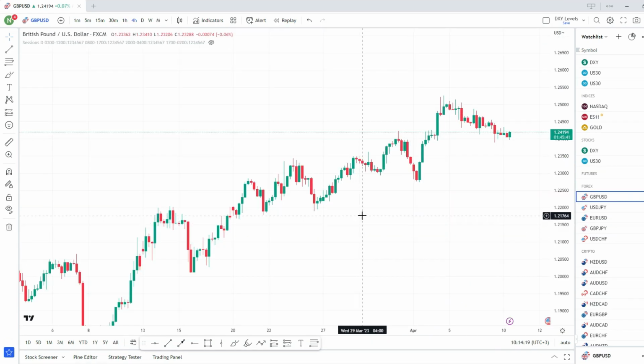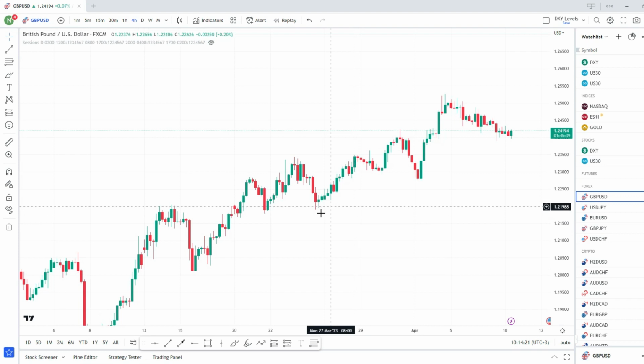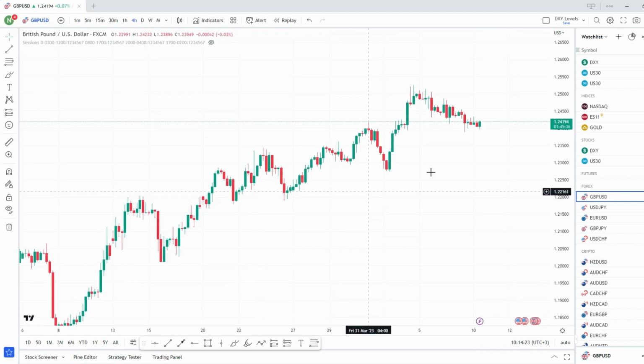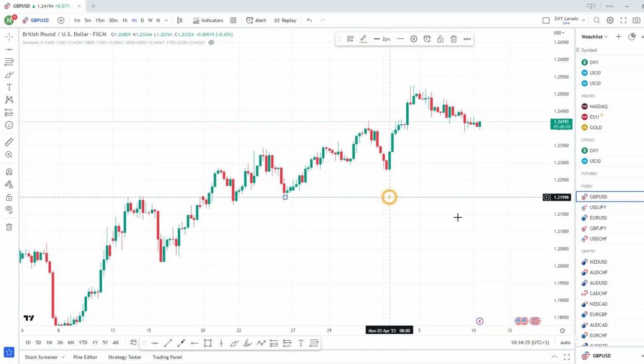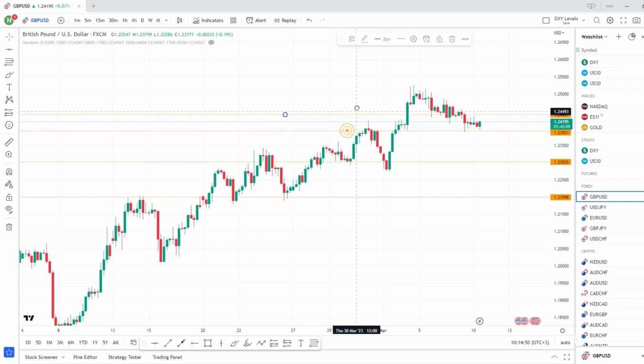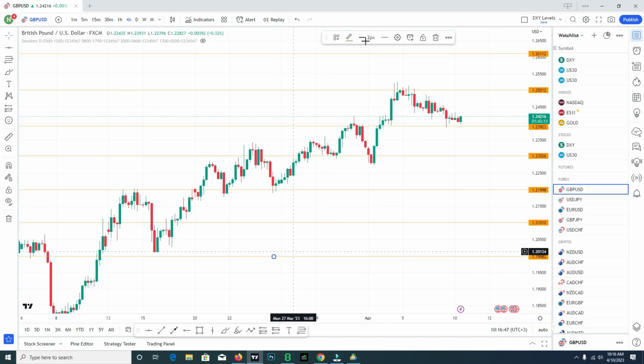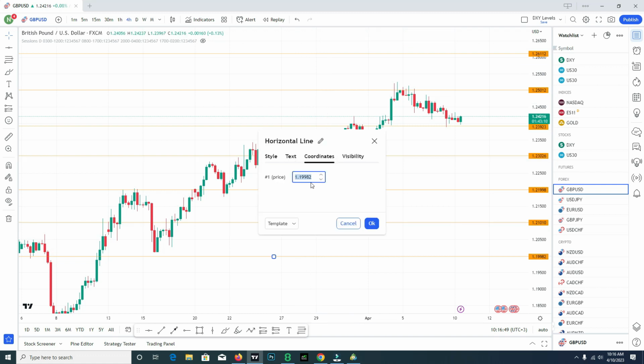We are looking at strong support and resistance zones for currency pairs. Here are some of the strongest support and resistance zones: 1.22000, 1.23000, 1.24000, 1.25000. These are zones that work 90% of the time.